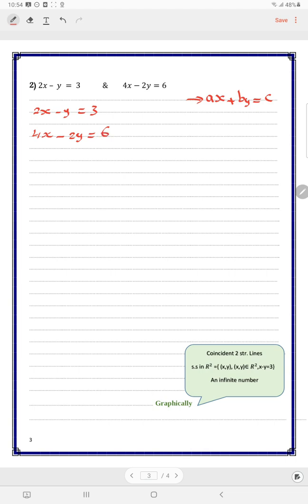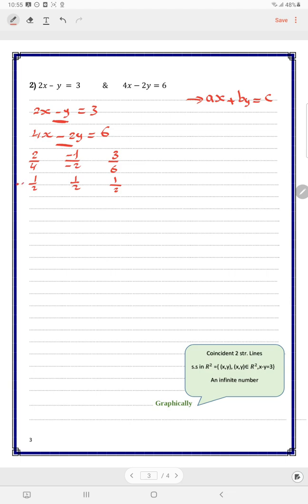Now find the ratio between the coefficient of x in the first over the coefficient of x in the second, the coefficient of y in the first over the coefficient of y in the second, and c over c. So I will write 2 over 4, and negative 1 over negative 2, and 3 over 6. Now find the ratios in the simplest form. Here half, and also here half, and the third ratio is also half.